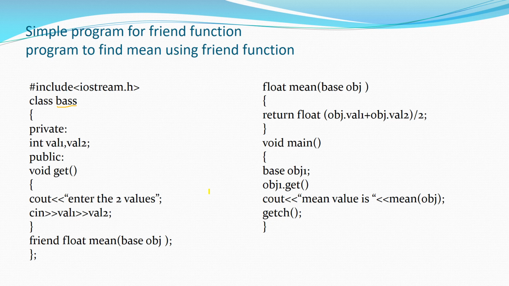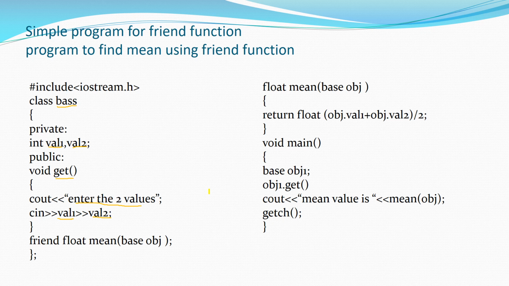In that I have two private data members, value1 and value2. I have also created one member function called get, in which I ask to enter the two values and accept value1 and value2.